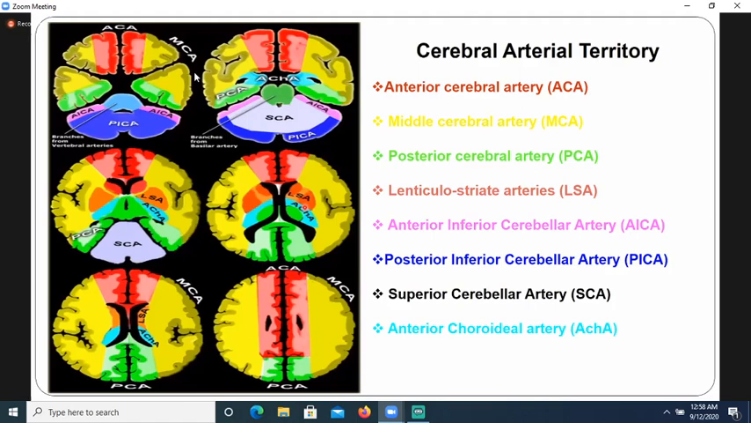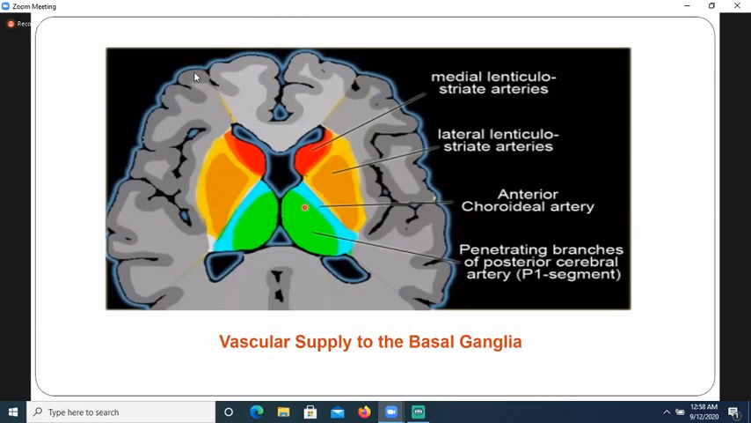This is basically the caudate nucleus, the thalami, and this is the lentiform nucleus. The internal capsule runs between these structures. The anterior limb of the internal capsule is between the caudate nucleus and the lentiform nucleus. The posterior limb of the internal capsule runs between the thalami and the lentiform nucleus. Where the anterior limb and posterior limb join, they form the genu.